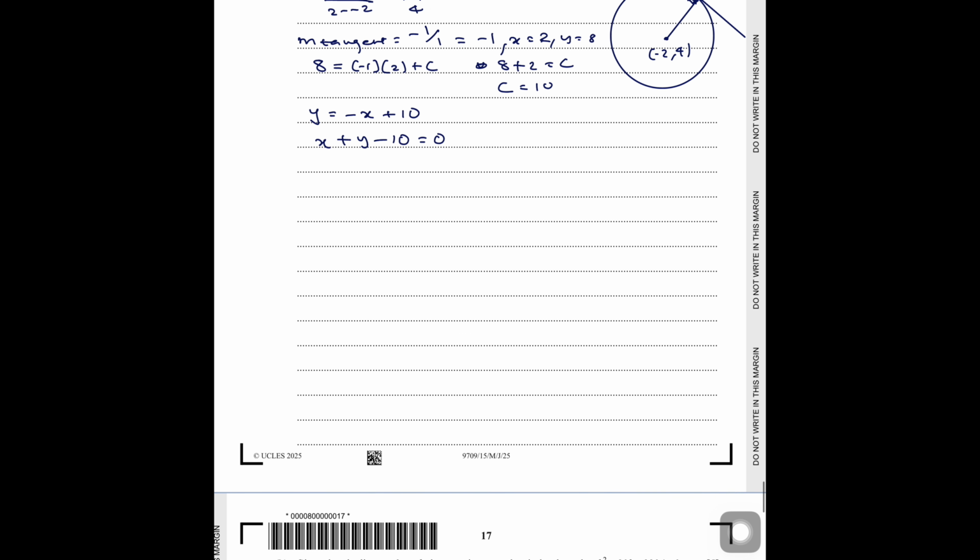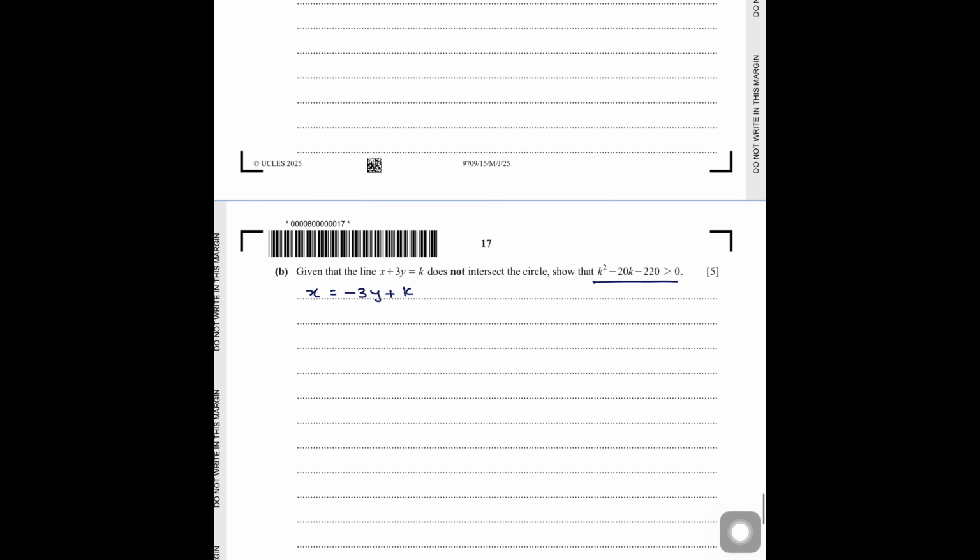Now it says, given that the line x plus 3y equals k does not intersect the curve, show that. All right. So what I'm doing is, I'm making x the subject of the formula. So x is negative 3y plus k. Where do I substitute? Into the equation of the curve. What was the equation of the curve? (x plus 2) squared plus (y minus 4) squared equals 32.